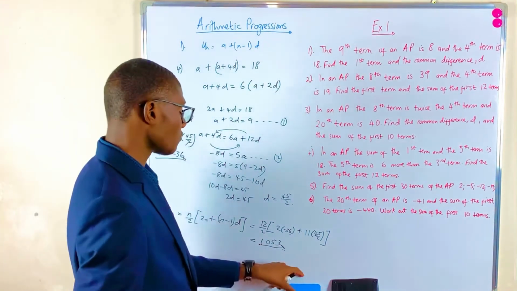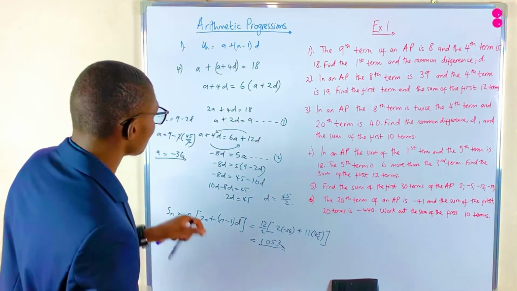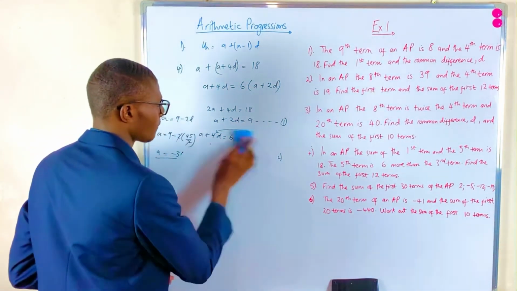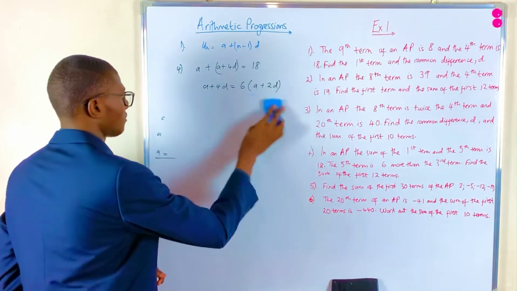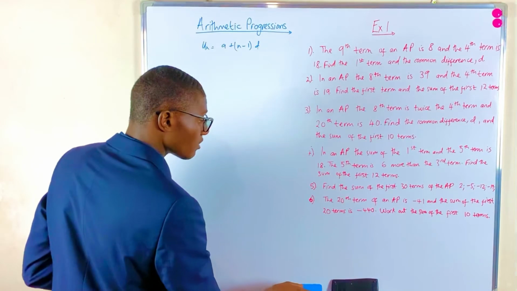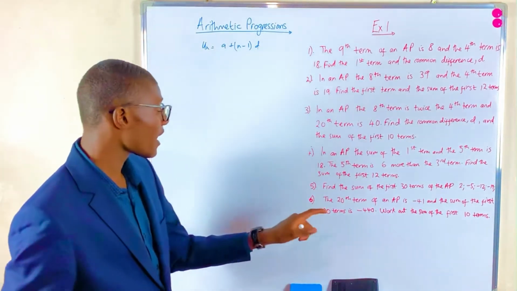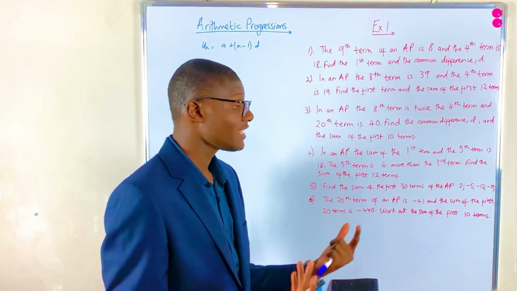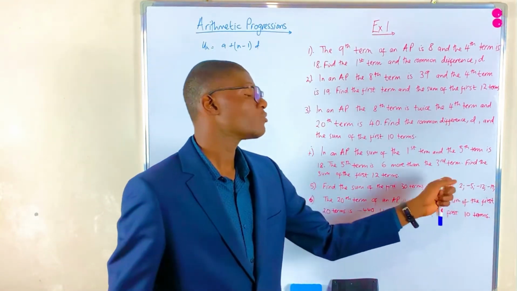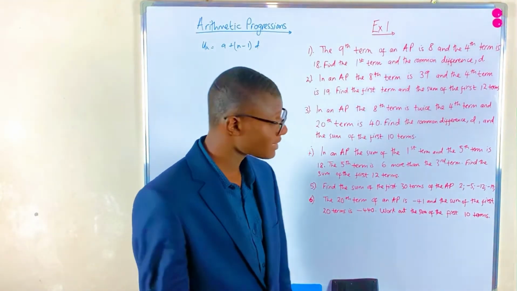And then now let's move on to number 5. So allow me to erase this part here. All right. Okay, so now moving on to number 5. Number 5 says find the sum of the first 30 terms of an AP, right? Of the AP 2, minus 5, minus 12, minus 19, right?